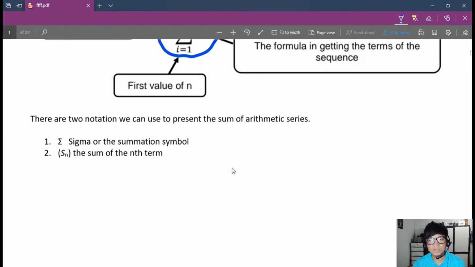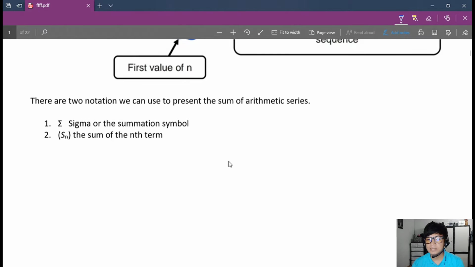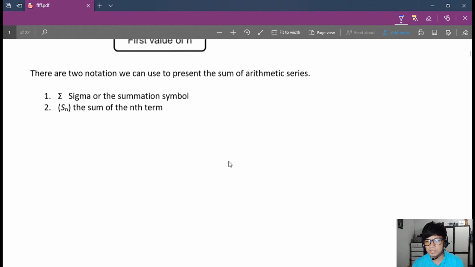So there are two notations we can use to present the sum of an arithmetic sequence. So meron tayong dalawang lesson for this session. The first one is we will focus on the sigma or the summation symbol, and for number 2 is the sum of the nth term or the S sub n. So we will have an example here. First is on the sigma or the summation symbol.